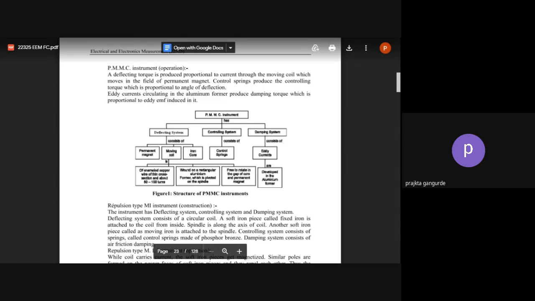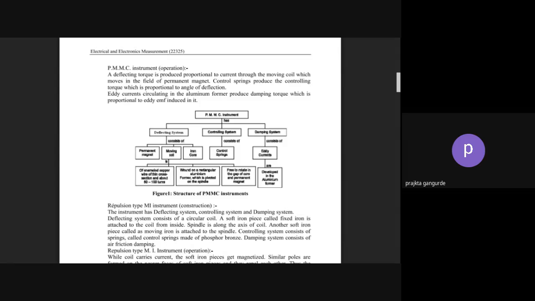That means the deflecting system is required to move the pointer from zero position up to some value. Suppose we have to measure 5 ampere of current. Then to show that 5 ampere current, the deflecting system is the most important in the PMMC instrument.